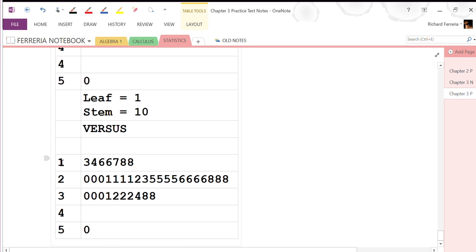Not that there's anything wrong, particularly, with this stem plot. It's just that you kind of lose a little bit of detail. There's absolutely nothing wrong with it, other than probably too many leaves for every stem. So when you run across this problem, you want to split the stems.